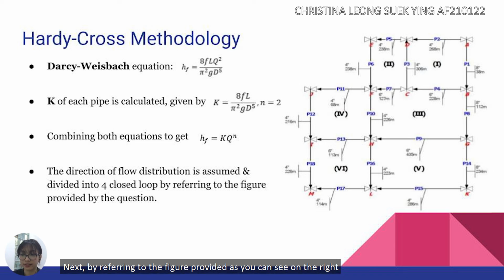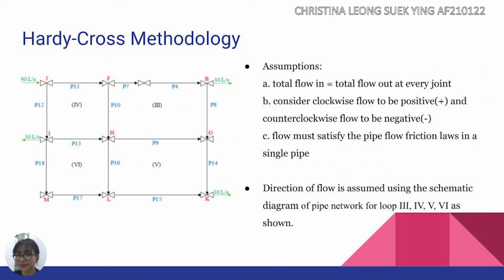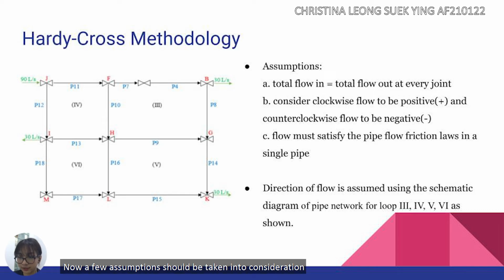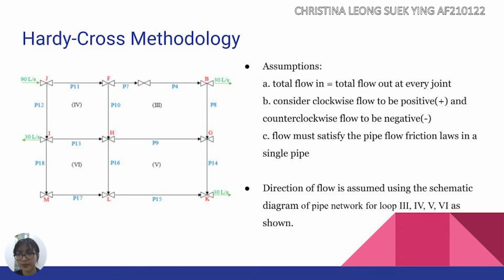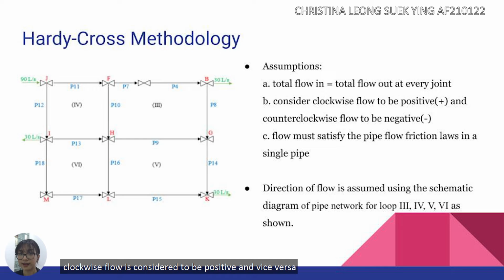Next, by referring to the figure provided, as you can see to the right, direction of flow distribution is assumed and further divided into 4 closed loops. Now, a few assumptions should be taken into consideration. First, total flow in should be equal to the total flow out at every joint. Clockwise flow is considered to be positive and vice versa. Lastly, the flow must satisfy the pipe flow friction laws in a single pipe. For this, from the schematic diagram of the pipe network, as you can see, the direction of flow is assumed for loops 3, 4, 5, and 6.